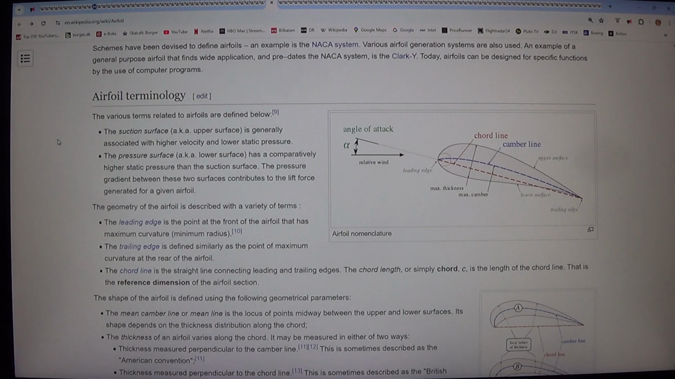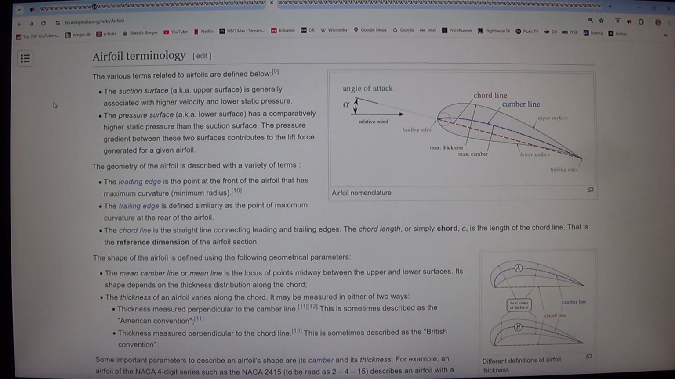Airfoil terminology. The various terms related to airfoils are defined below. 1. The suction surface, aka upper surface, is generally associated with higher velocity and lower static pressure. 2. The pressure surface, aka lower surface, has a comparatively higher static pressure than the suction surface. The pressure gradient between these two surfaces contributes to the lift force generated for a given airfoil.